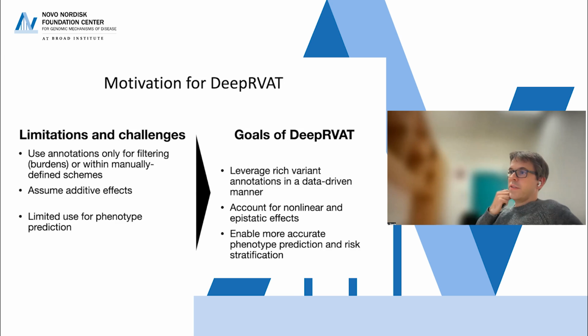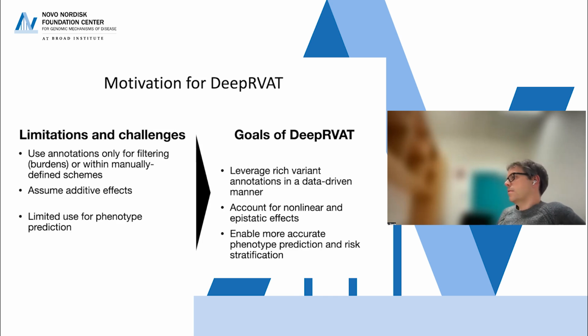So these are the limitations. I think I already mentioned pretty much all of them. Annotations are difficult to get. You have to think about how to burden them, how to filter them. And what we wanted to do is to think about whether we can approach it with a data-driven approach that makes very, very few assumptions, that basically just learns the rules about which variants with which annotations are impactful.